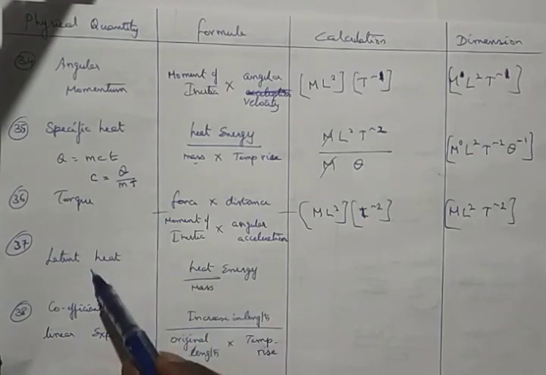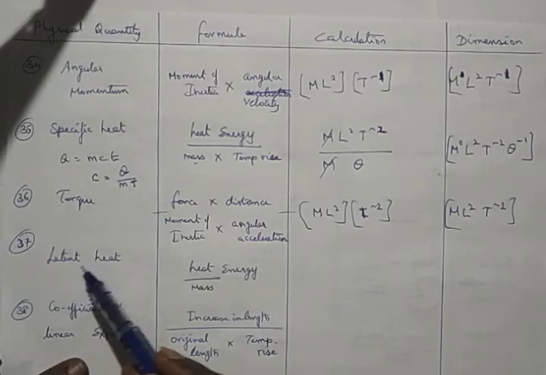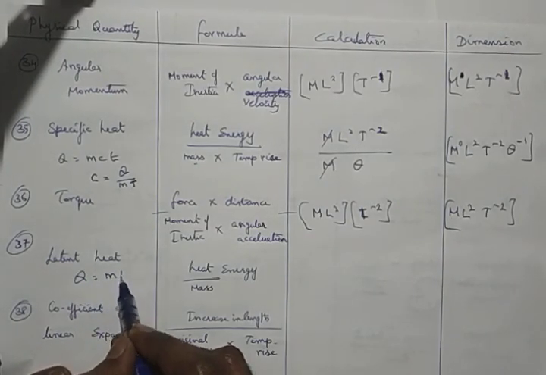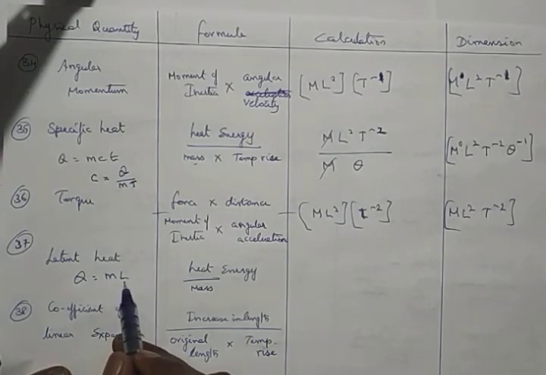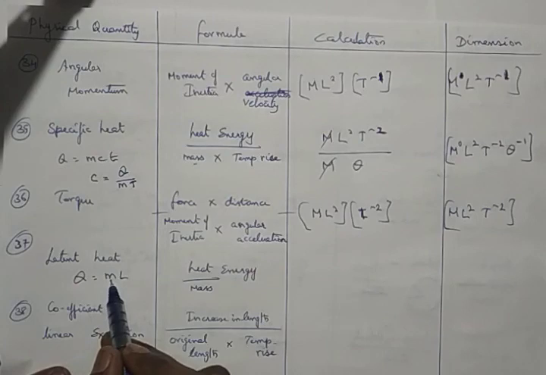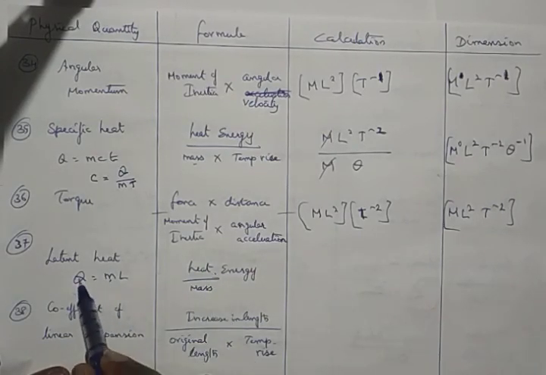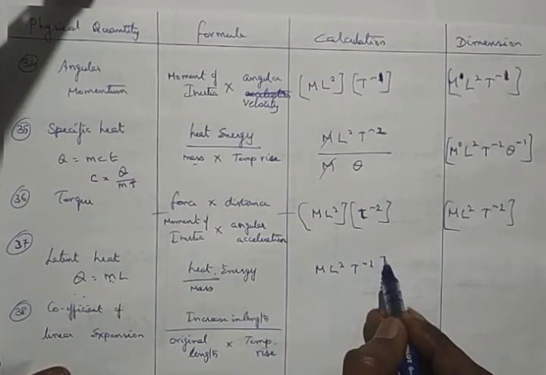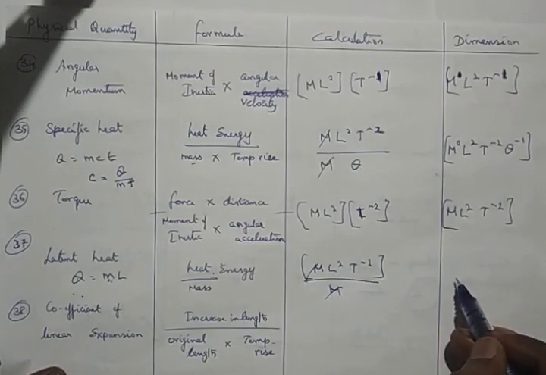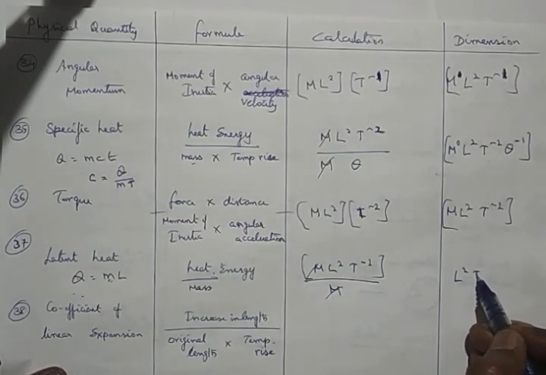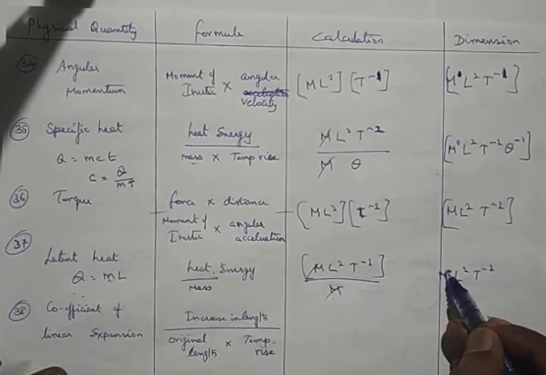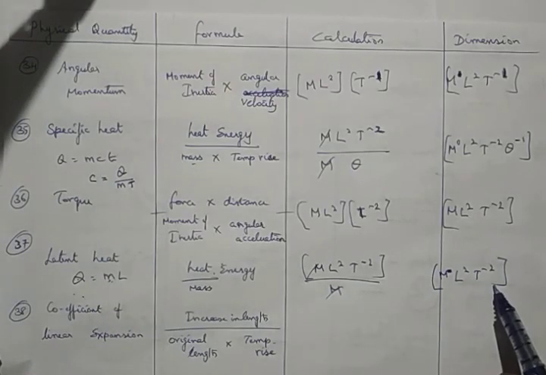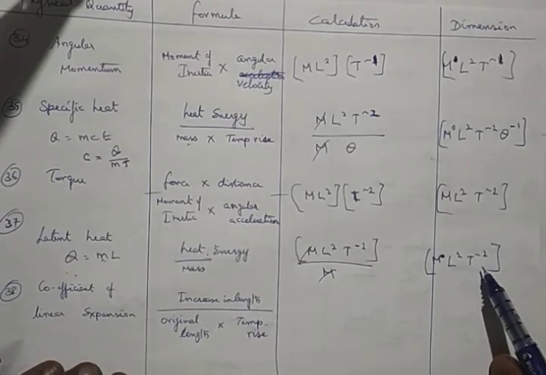Now we are coming back to heat here. This is latent heat. Heat energy is equal to mass into latent heat. So what is latent heat? The value of mass will go down, so heat energy Q divided by mass. We already know ML2 T minus 2 is heat energy. Upon mass, it gets cancelled out, so it becomes L2 T minus 2, and M0 we can also put here. Now this is heat without a value of temperature. There is no theta here. M0 L2 T minus 2.